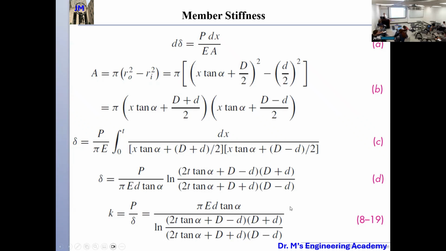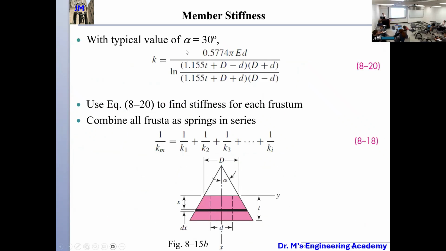Questions? No questions? You should understand not just use this one, you should know how to derive it. Alpha is usually 30 degrees, so this is a convention. Sometimes you can get a different value if you buy some customized bolt. All these values we know: D, lowercase d, Young's modulus, pi. Then you can get a K. So this equation is the one to use.